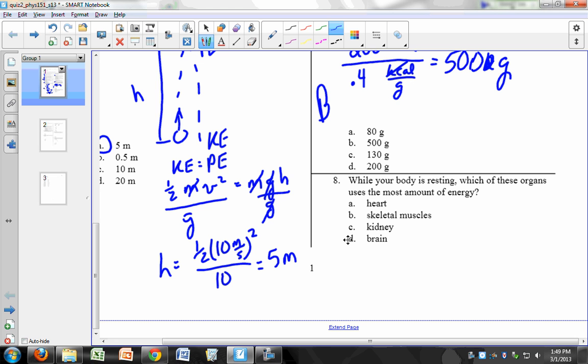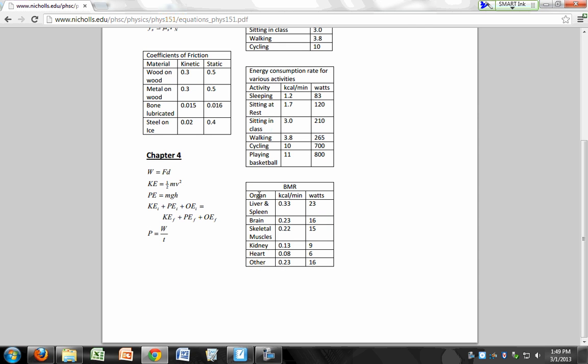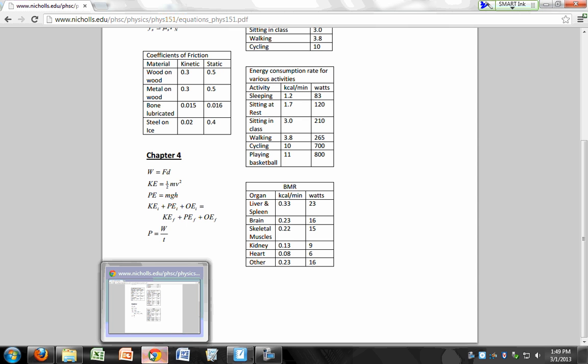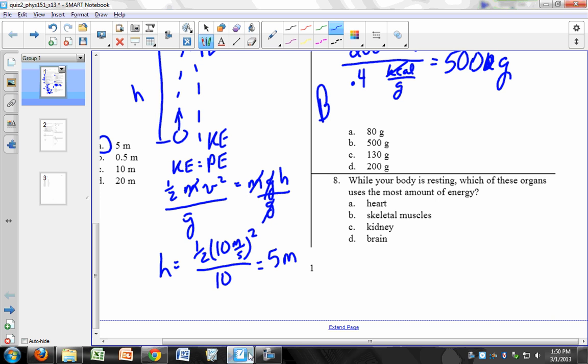While your body is resting, which of these organs uses the most amount of energy? So again, you just have to look at this table. Energy consumption rate. Here we go. This is the power ratings for your various organs. They're listed in order: brain, liver, skeletal muscles, kidney, and heart. I don't think the liver was one of the options. So, yeah, it's brain. Among these that are listed, brain uses the most amount of energy per unit time.